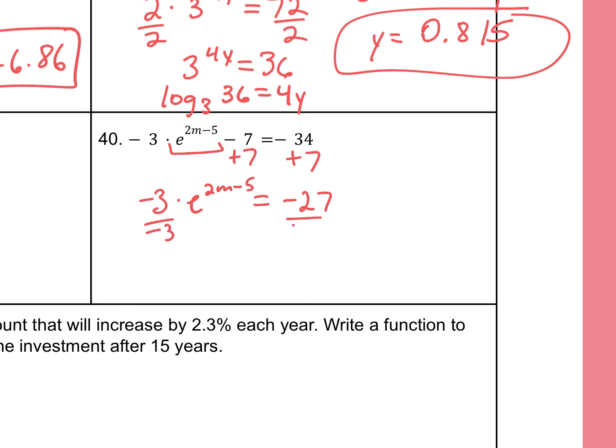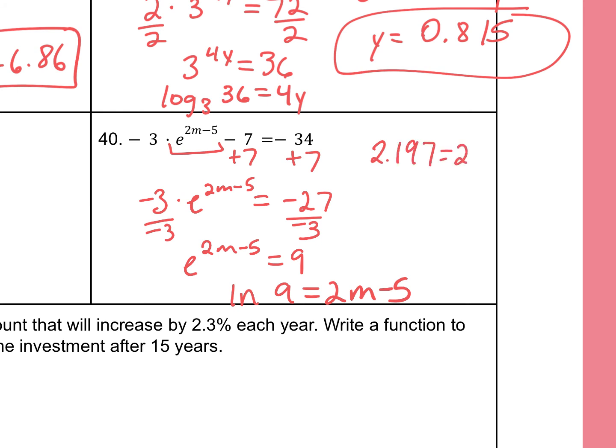Divide this by negative 3 next. I know that that's just going to be 9. Okay, now I'm ready to set up my natural log. Natural log of 9 equals 2m minus 5. The natural log of 9 is around 2.197. Add 5 to that, divide that by 2, and I get around 3.599, we'll call it.